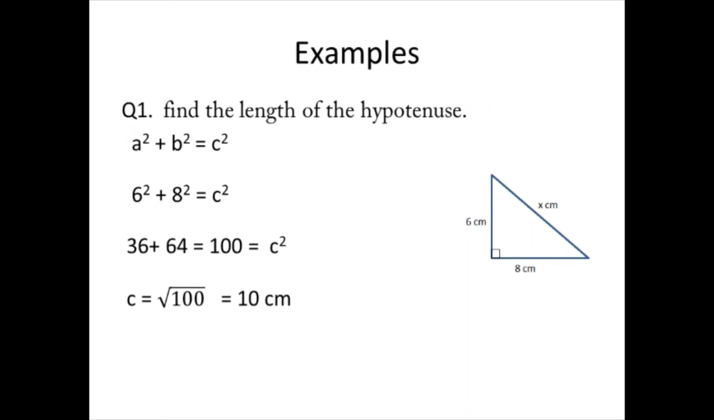Now, question 1. Find the length of the hypotenuse. Okay, if the other two sides are given, finding the hypotenuse is easy. Use the formula. What is the formula? A square plus b square, the squares of the other two sides. That is, we use the sum of the squares of the other two sides. Sum means total. So a square plus b square is equal to c square.